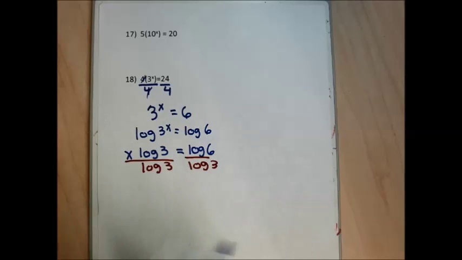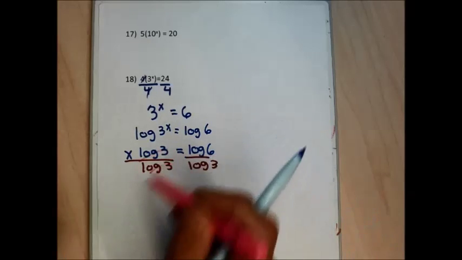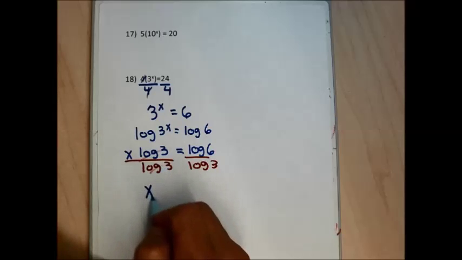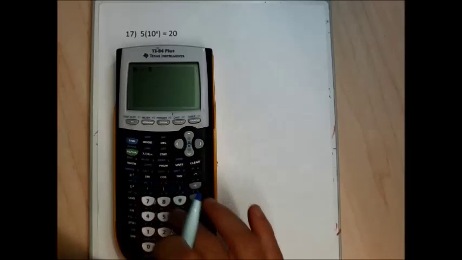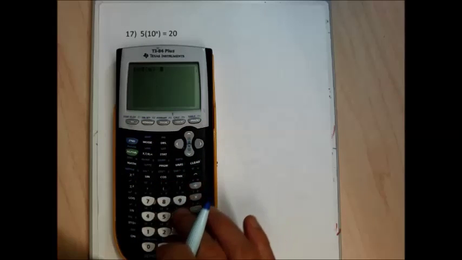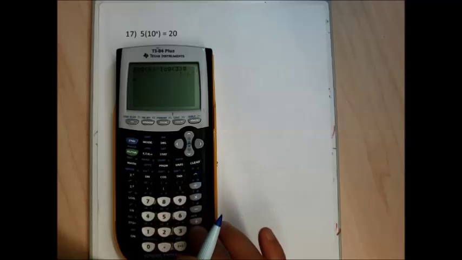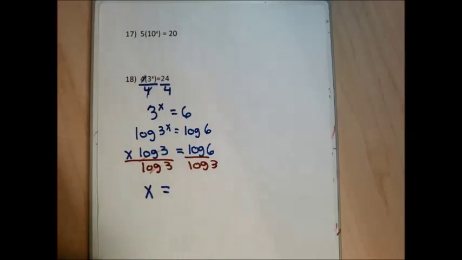On the left-hand side, when I do that division, the logs of 3 cancel. I'm left with my x. On the right-hand side, I'm going to do log of 6 divided by log of 3, and my calculator needs parentheses for those logarithms, so log of 6 divided by log of 3. And I'm going to write down 1.63.